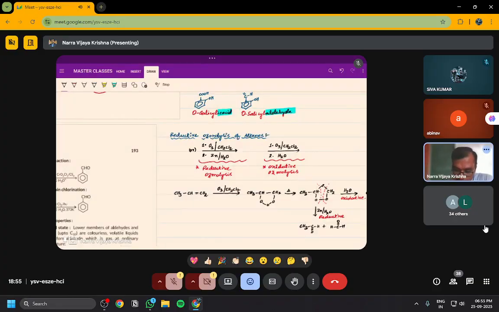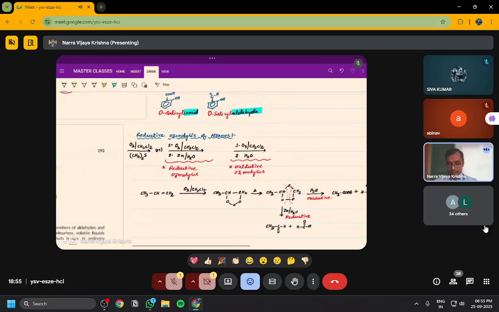Instead of this, I can also use ozone, CH2Cl2 in presence of dimethyl sulfide. Instead of zinc and water, I can use dimethyl sulfide, and this is also a reductive ozonolysis reaction. Either I use zinc in presence of water or I can use dimethyl sulfide. This is also reductive. Any questions? Clear or not? One more point I will write.